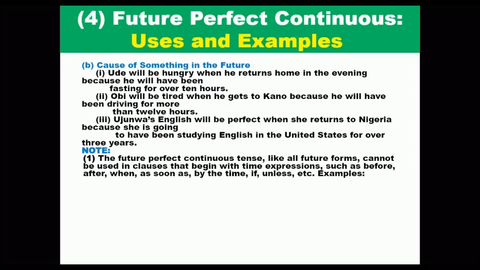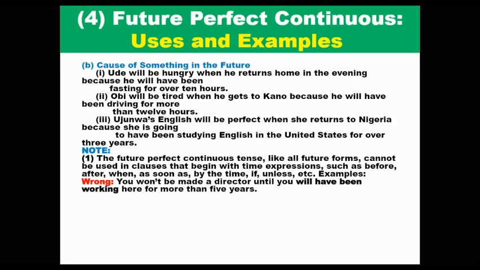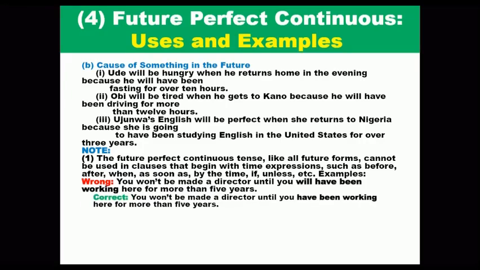Now take note of the following. 1. The future perfect continuous tense, like all other future forms, cannot be used in clauses that begin with time expressions such as before, after, when, as soon as, by the time, if, unless, and so on and so forth. Let's take some examples. It is wrong, for example, to say you won't be made a director until you will have been working here for more than 5 years. The correct thing is to say you won't be made a director until you have been working here for more than 5 years.